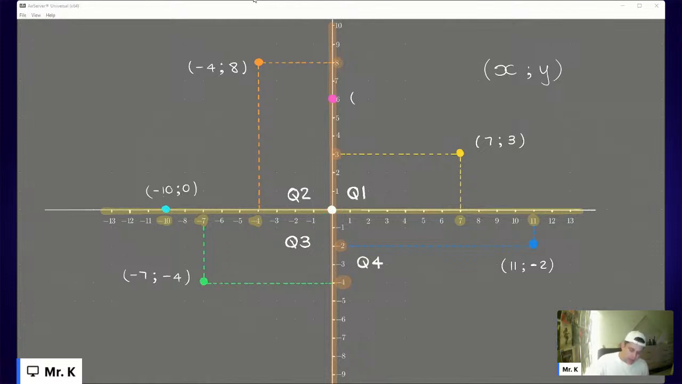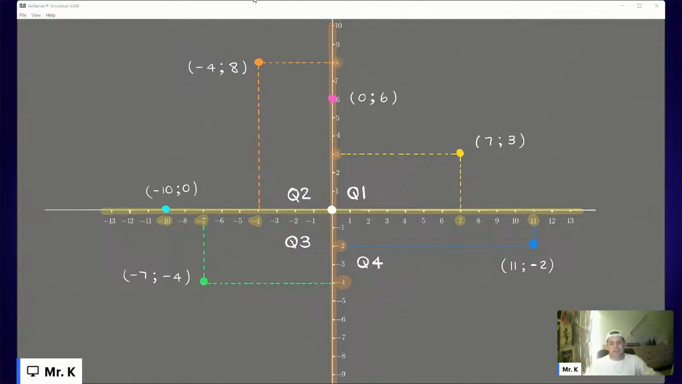And what is my y value? What do I line up with on my vertical y-axis? I can see that I'm sitting exactly on the point +6. So my coordinate for the pink dot is going to be 0, +6. Okay.